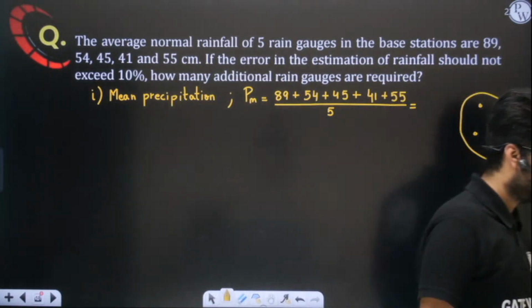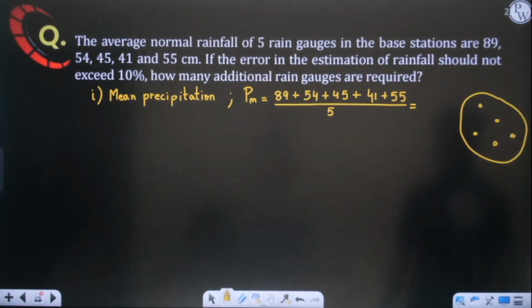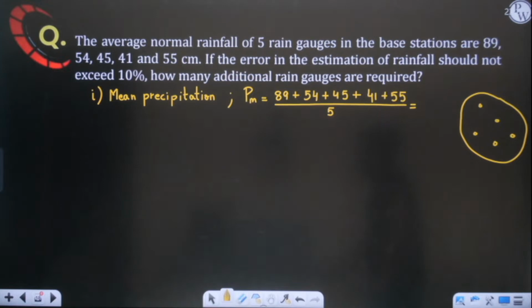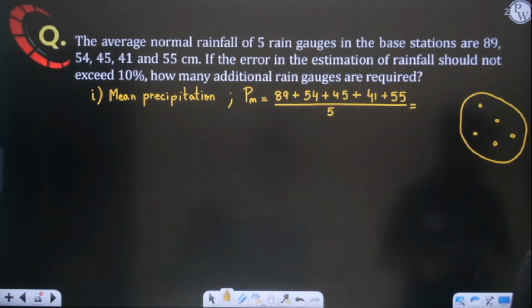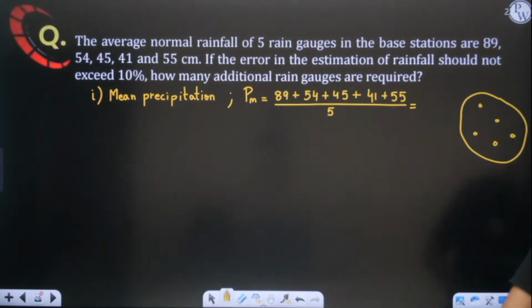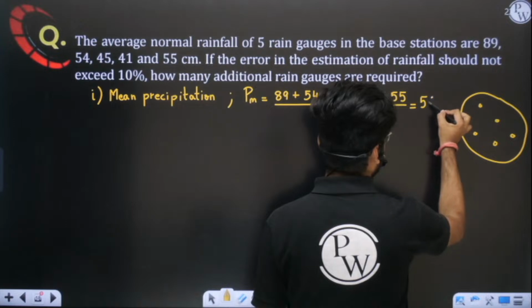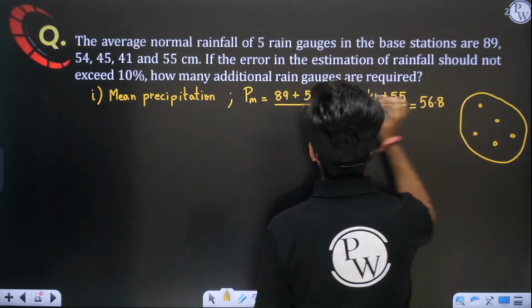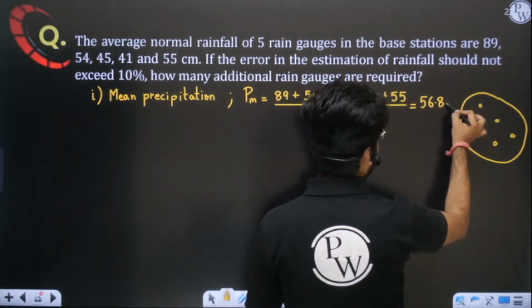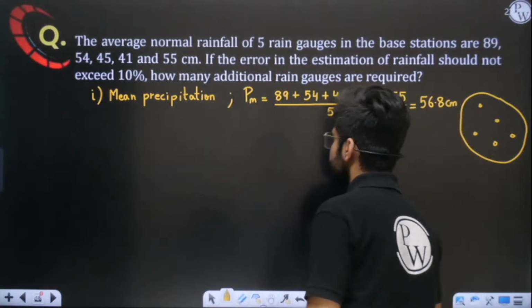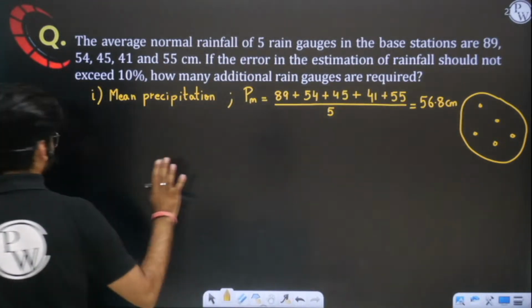Everyone try, kindly comment. I will also solve it on my calculator. So how much are we getting here? 56.8. Great, Sushil and Kiran. Very good. You are getting it as 56.8. Perfect. Obviously, it will be in centimeters. We are giving the units in centimeters. I hope this is very clear to you.